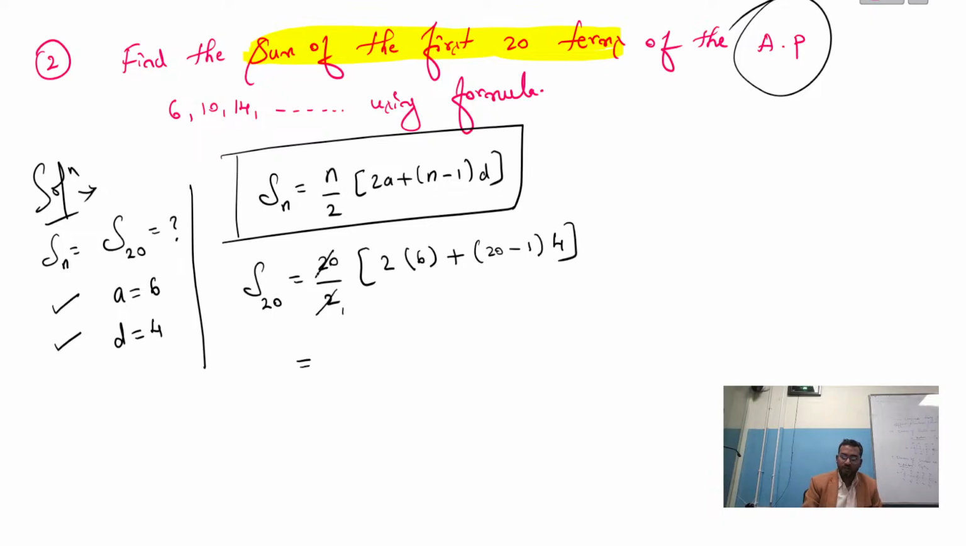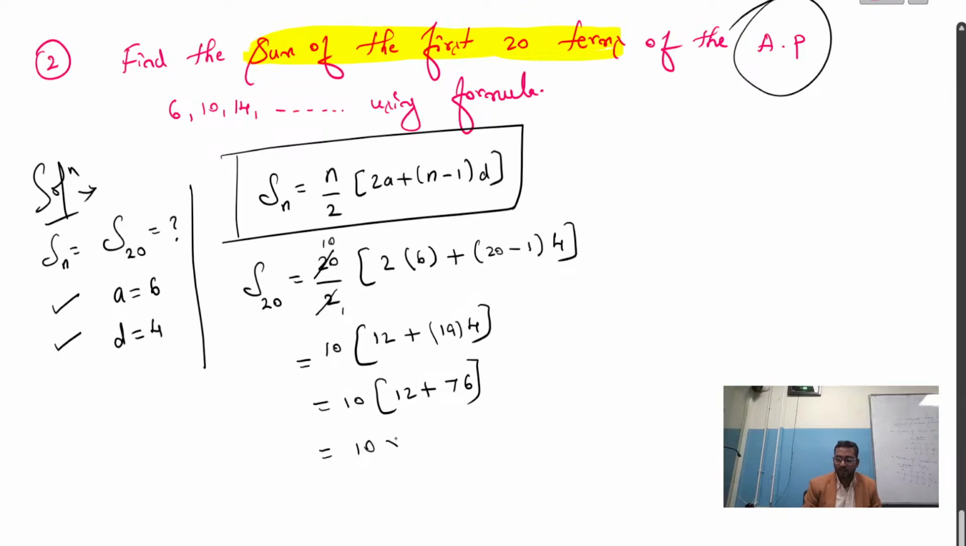That's nothing but 2 ones are 2, 2 tens are 20. So 10 as it is. 2 sixes are 12 plus 20 minus 1 is 19 into 4. That is 10 into 12 plus 19 into 4. What is 19 into 4? 76. 4 nines are 36, 6, 3 carry. 4 ones are 4 plus 3 is 76. That's nothing but 10 into 76 plus 12 is how much? That is 88. 10 into 88 is 880.